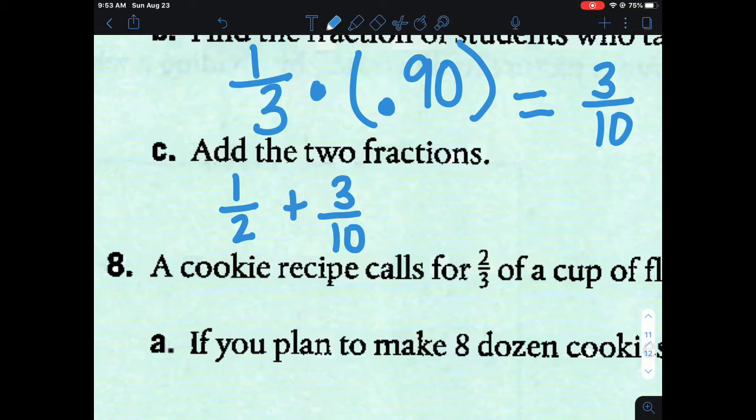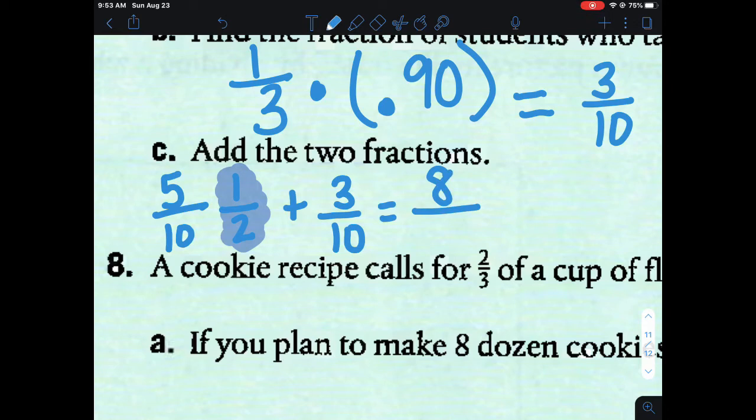Well, 2 goes into 10, so I can just change this 1/2 into 5/10. So I multiply the top and the bottom by 5. All right, and then let's see, this one just goes away. So I highlighted it to show that it's going away. And then I'm going to add a cross on the top. So 5 plus 3 equals 8. And then the bottom is both 10, and it just stays as 10.